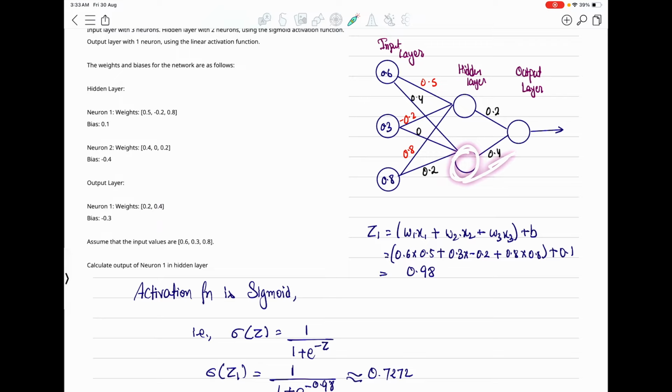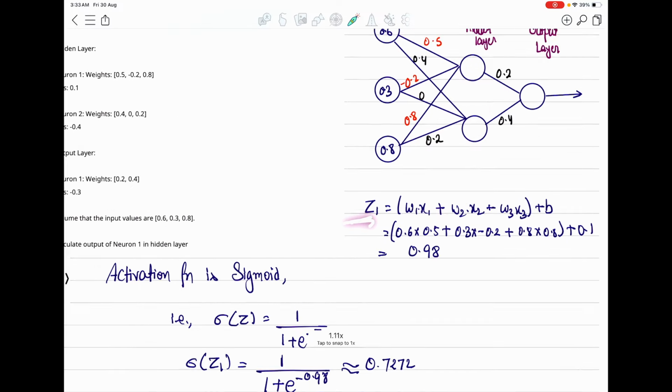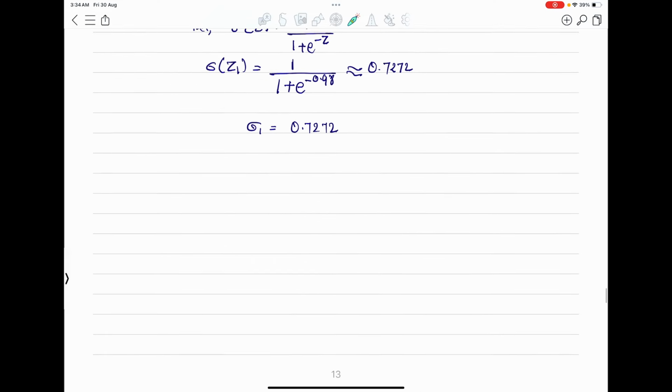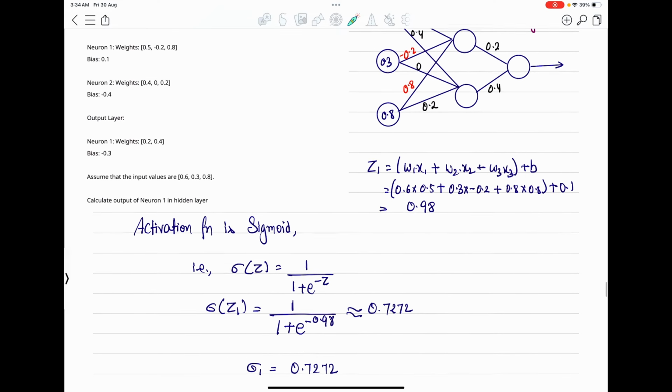Okay, similarly we can find the output for neuron 2, what it will output, right? We can similarly find z2, and then again put it in the sigmoid function and we will get the output of this.